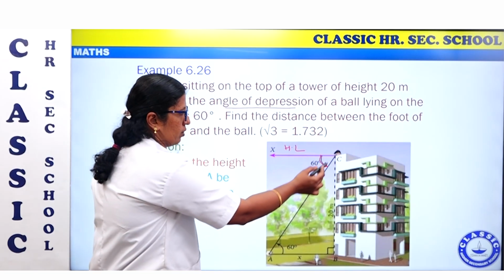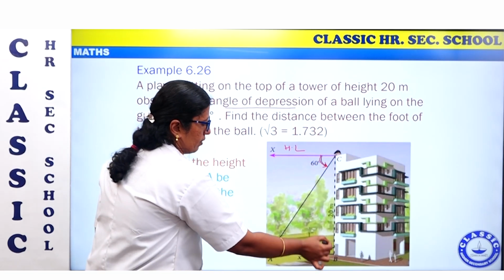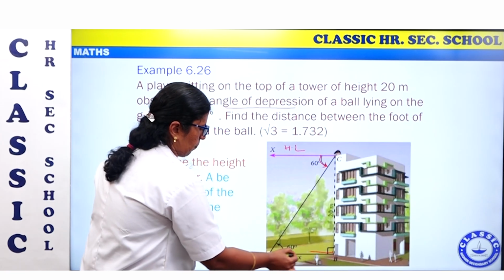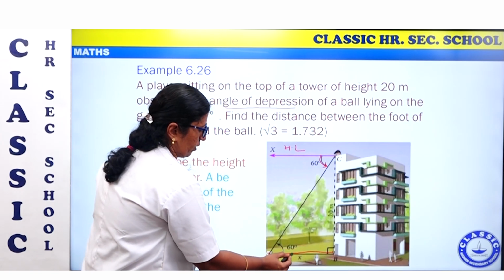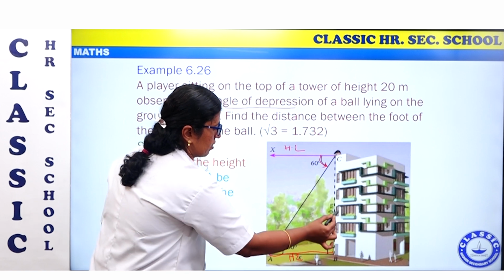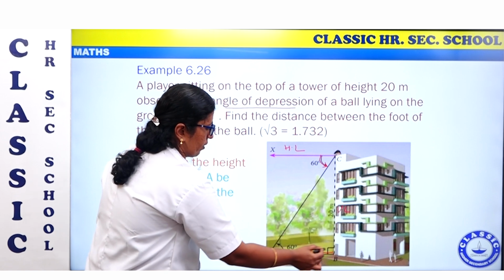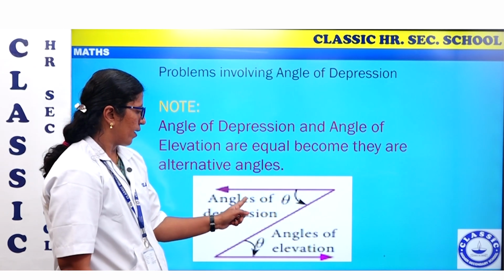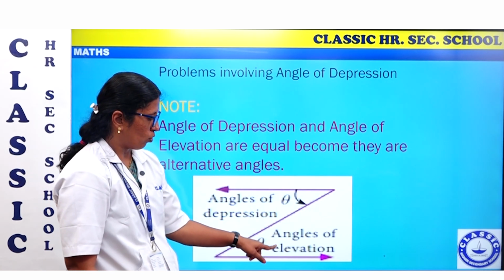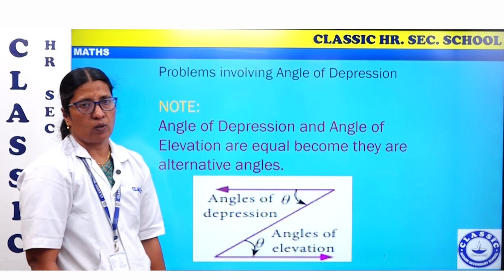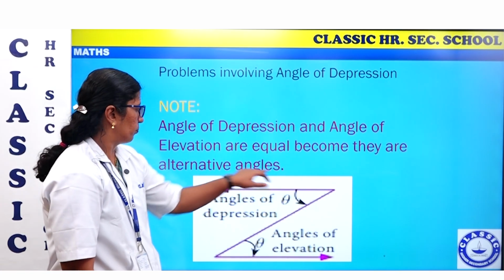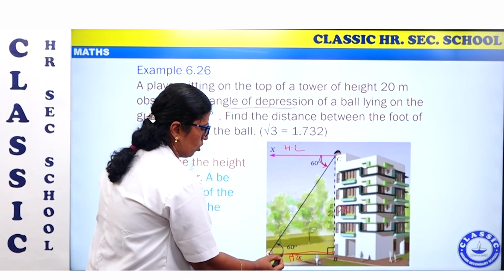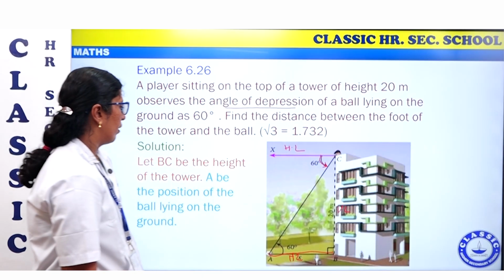So look at this condition. The height of the tower is a vertical line, and the foot of the tower to the point of the ball is a horizontal line. This is a horizontal line. This is a vertical line. Now you get a right triangle. Now what is the concept? Before, I explained that the angle of depression changes to an angle of elevation because they are equal, the concept of alternate angles. Now, I want to change the 60 degree, so this line has an alternate angle. So automatically it is 60 degree.